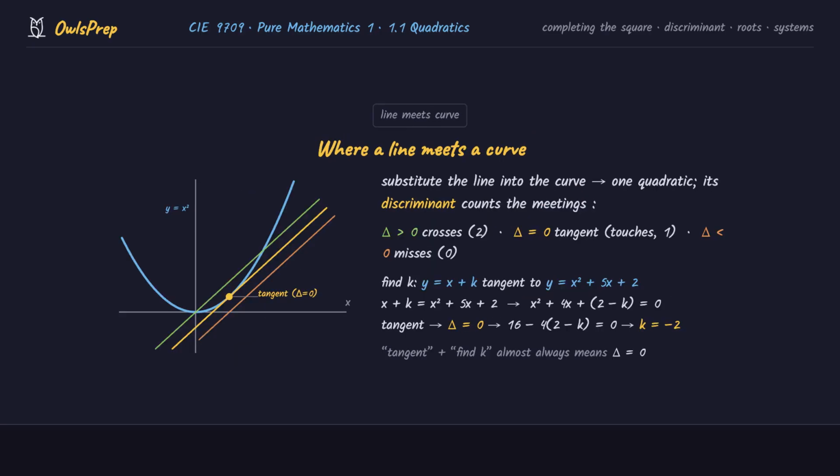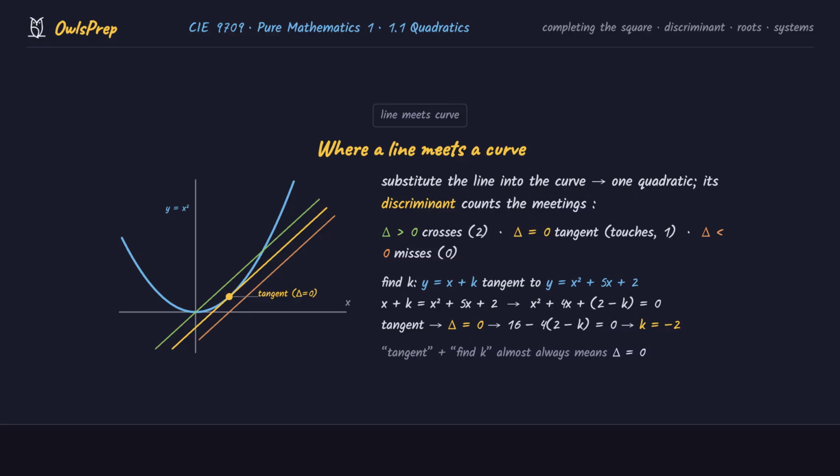How many times does a line meet a curve? Substitute again. Put the line into the curve to get a single quadratic, and its discriminant tells you the number of intersections. If it's positive, the line crosses the curve at 2 points. If it's 0, the line just touches the curve, it's a tangent. And if it's negative, the line misses completely. The exam favorite is tangency.